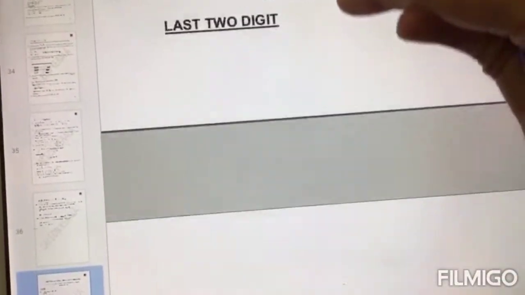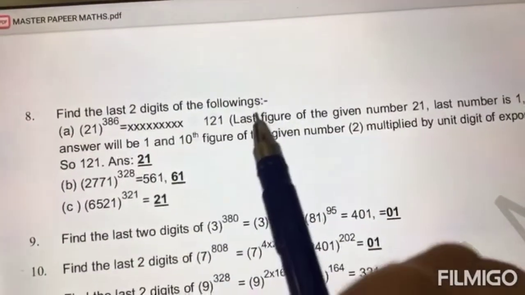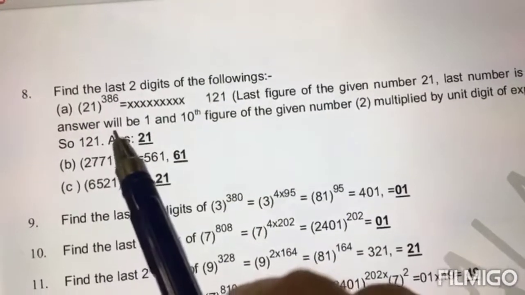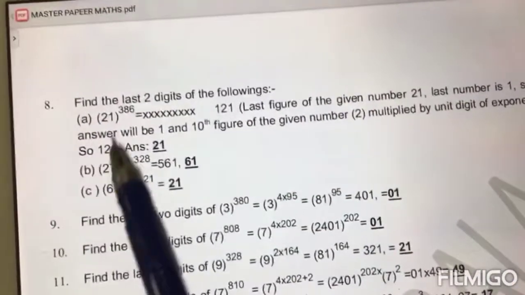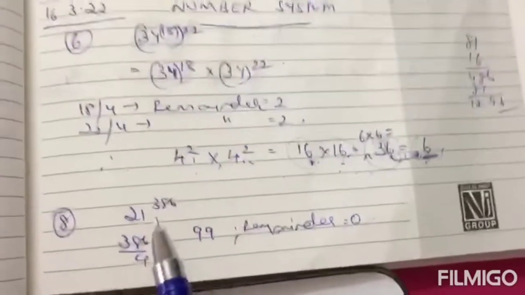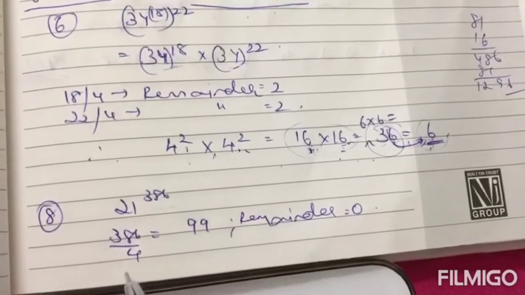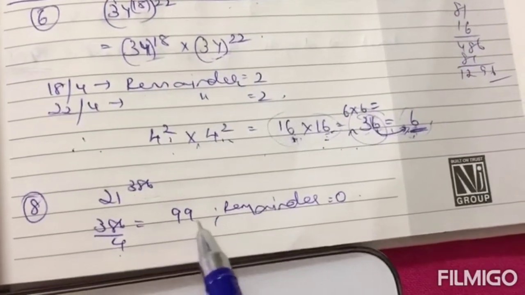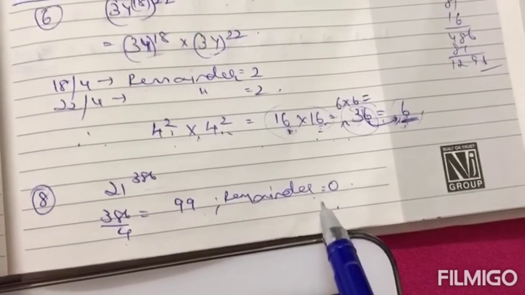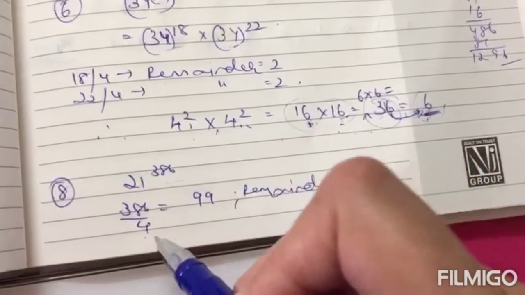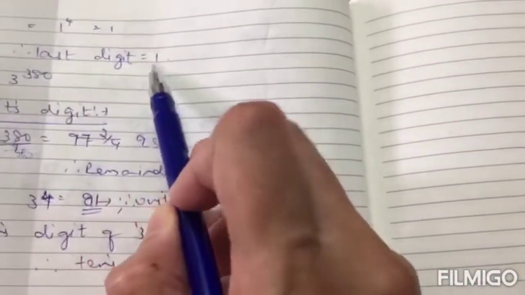Now let's move on to the next topic, last 2 digits. Find the last 2 digits of the following: 21 raised to 236. So let us follow our principle. First, divide the power by 4. We get the quotient as 99, remainder is 0. So when the remainder is 0, what do we have to do? We have to take the units digit raised to 4. So 1 raised to 4 is simply 1. Therefore the last digit is 1.